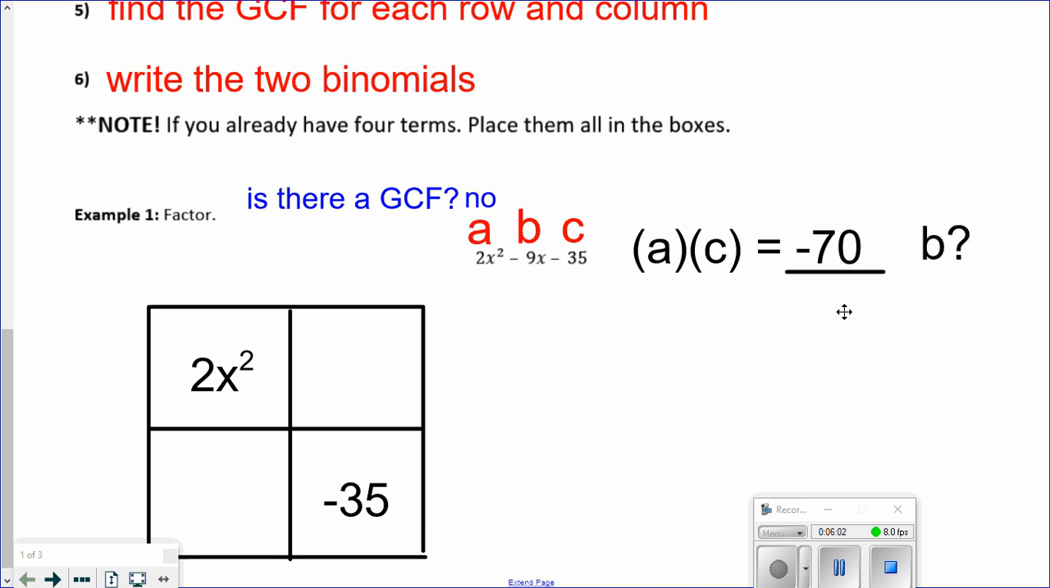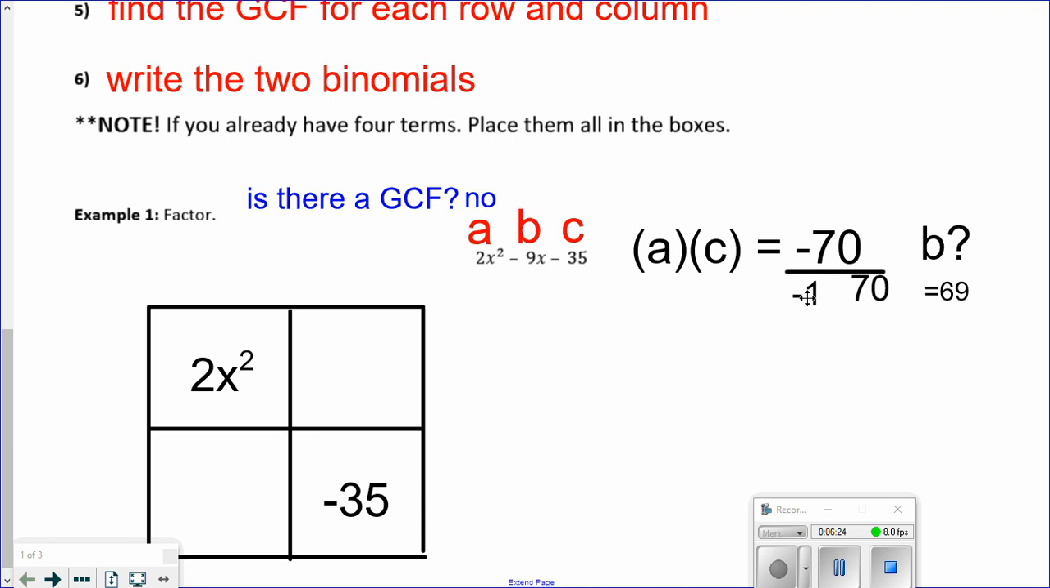Because it's a negative, I know that when I multiply two numbers together to get negative 70, one has to be negative. So my negatives are going to go here. I'm going to do negative 1 times 70. That's my first factor. I add it together, it's 69. It's not what I need it to be. It's not the negative 9.